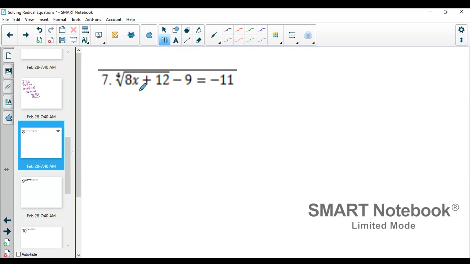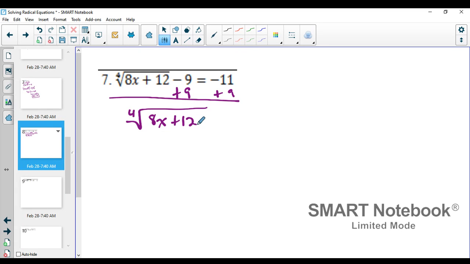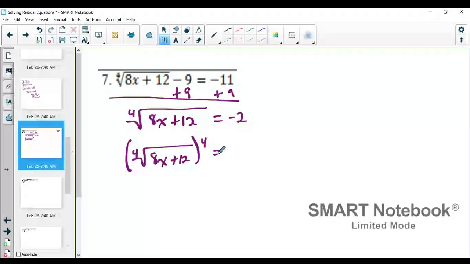So we have the 4th root of 8x plus 12 minus 9 equals -11. So we're getting the 4th root by itself. So we're going to start with adding 9 to both sides. So we have the 4th root of 8x plus 12 equals -2. And now to get rid of a 4th root, we have to raise everything to the 4th power. So this is our next line.